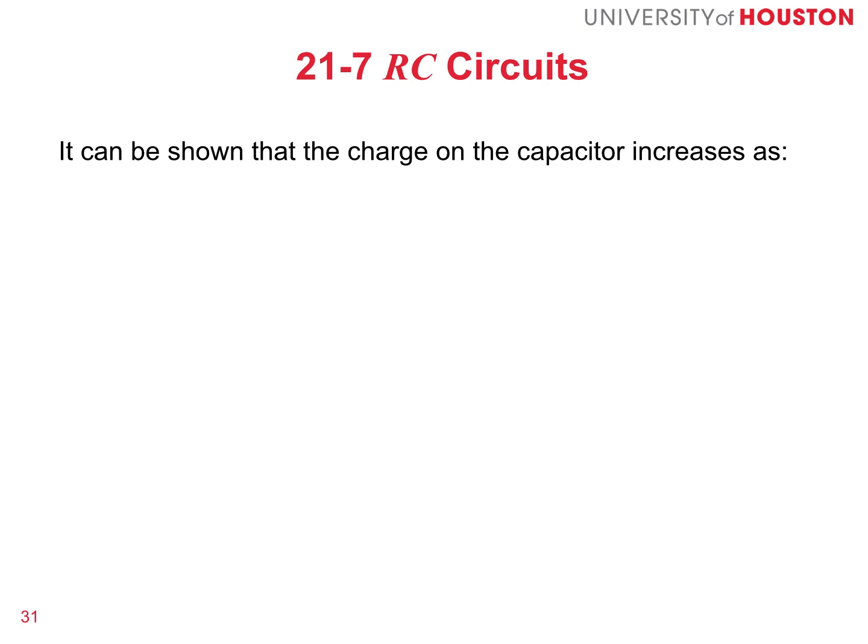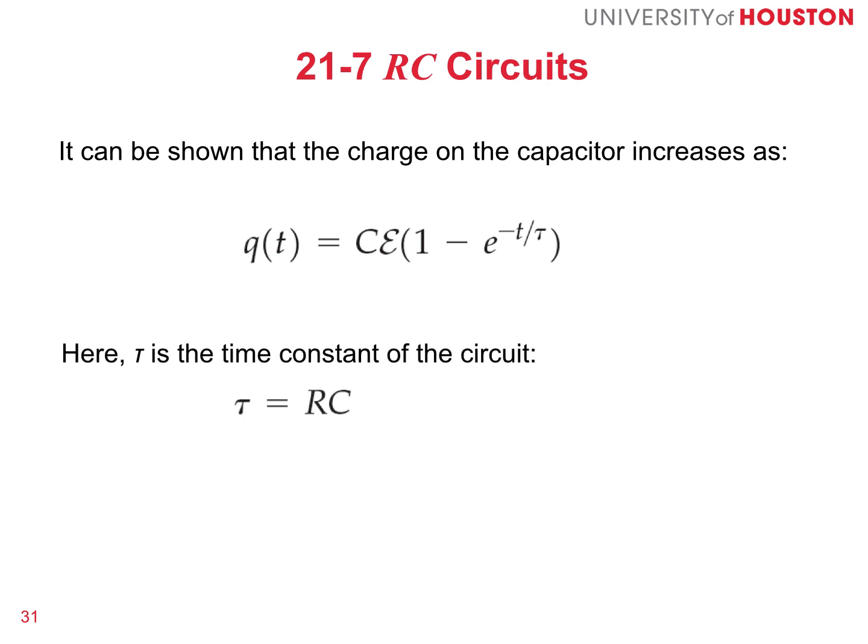It can be shown that the charge on the capacitor will increase with time as follows. This charge, which is a function of time, will equal the capacitance times the EMF times open bracket 1 minus e to the power of minus the time divided by the time constant. Here, tau, which is the time constant, is given by the resistance times the capacitance, and the capacitance times the EMF is the final charge that will be on the capacitor after a very long time.